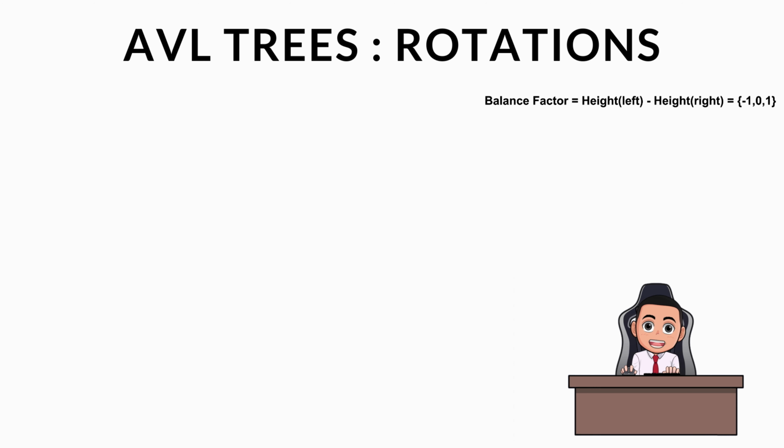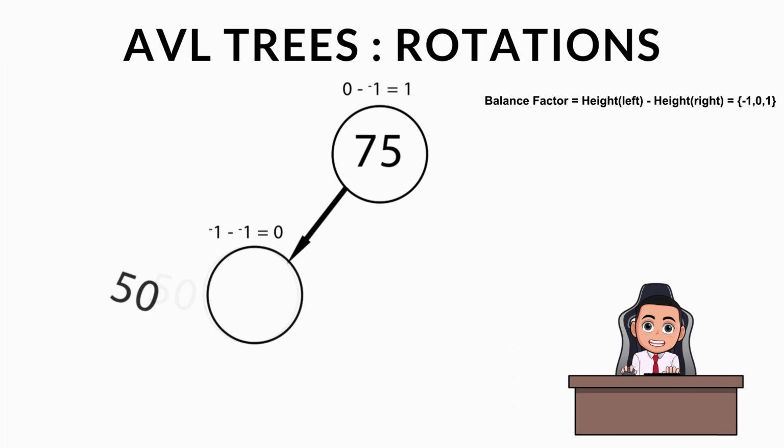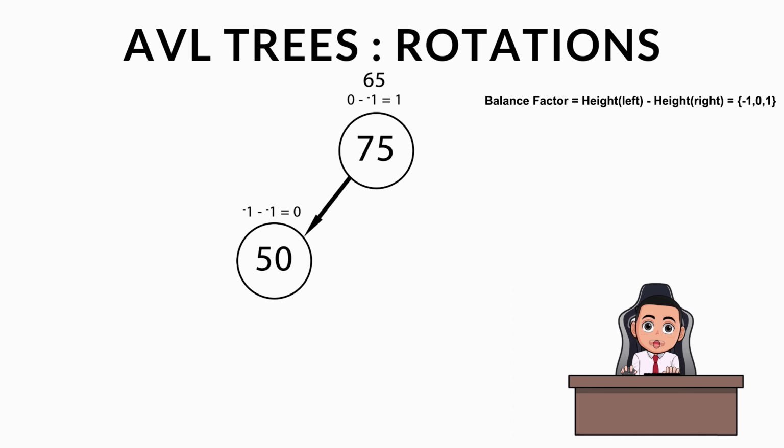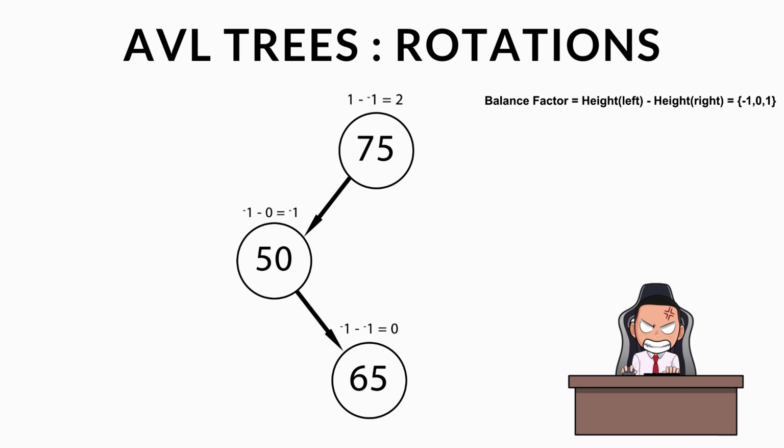Let's say that we were given the following tree, and let's say that I want to insert 65 into that tree. Is 65 less than 75? Yes, it is. So we go left. Is 65 less than 50? No, it's not. So we insert as the right child of 50. Calculating the balance factors after insertion, the newly inserted node has a balance factor of 0. This node has a balance factor of -1, and our root node has a balance factor of 2. So since 2 isn't part of the set, this tree has become unbalanced.